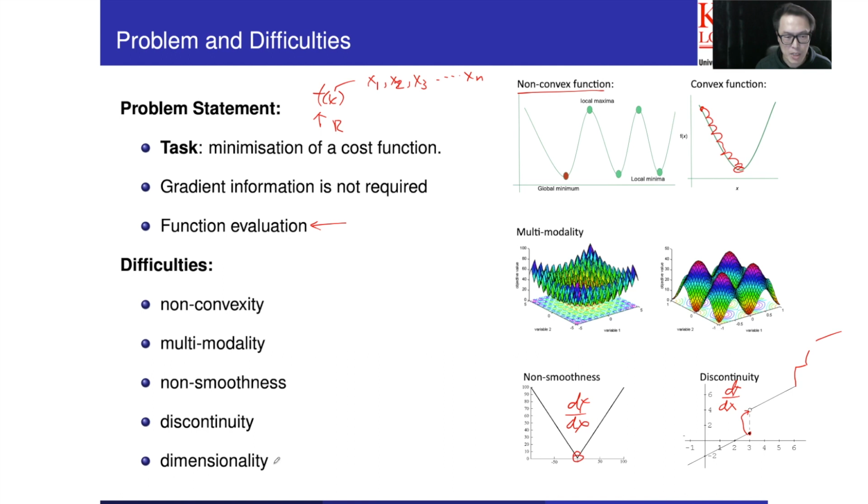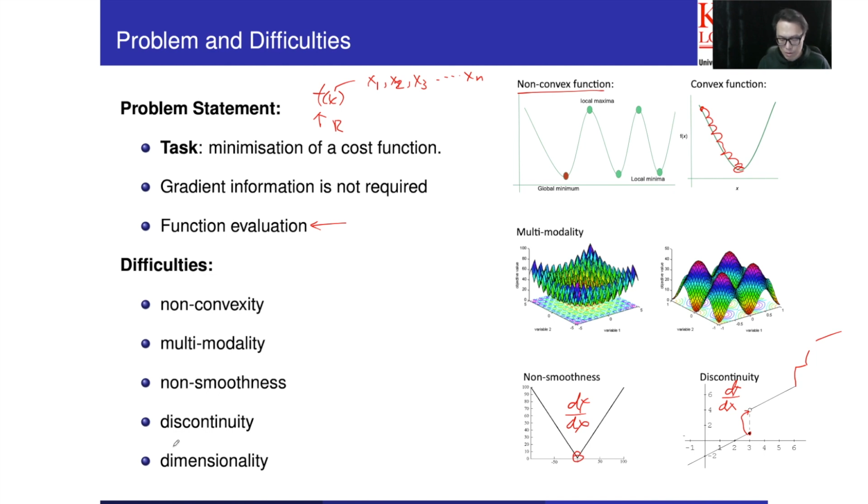The last one is dimensionality. That means when we are talking about a large number of decision variables, say x1 to x10,000, we have 10,000 decision variables. If we use gradient descent, it is very time consuming and computationally expensive to find the gradient information. But it can be done comparatively easily using function evaluation. That is what the genetic algorithm does. So the binary genetic algorithm can deal with all these functions, with these characteristics.